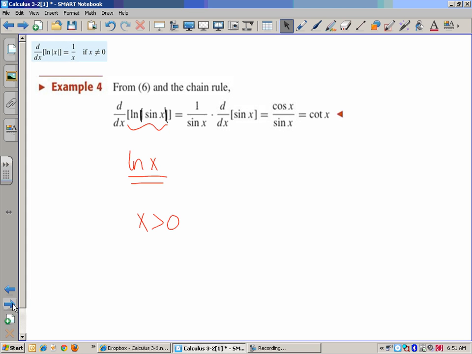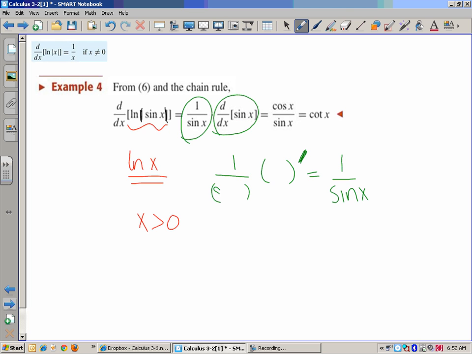And notice here, we have the chain rule. 1 over that thing times the derivative of that thing. And that's how we get the 1 over sine x times the derivative of sine x. And the derivative of sine x is cosine x. Okay? So the chain rule is just to guarantee that everything that's changing shows that it has a change. Remember, derivative is rate of change.